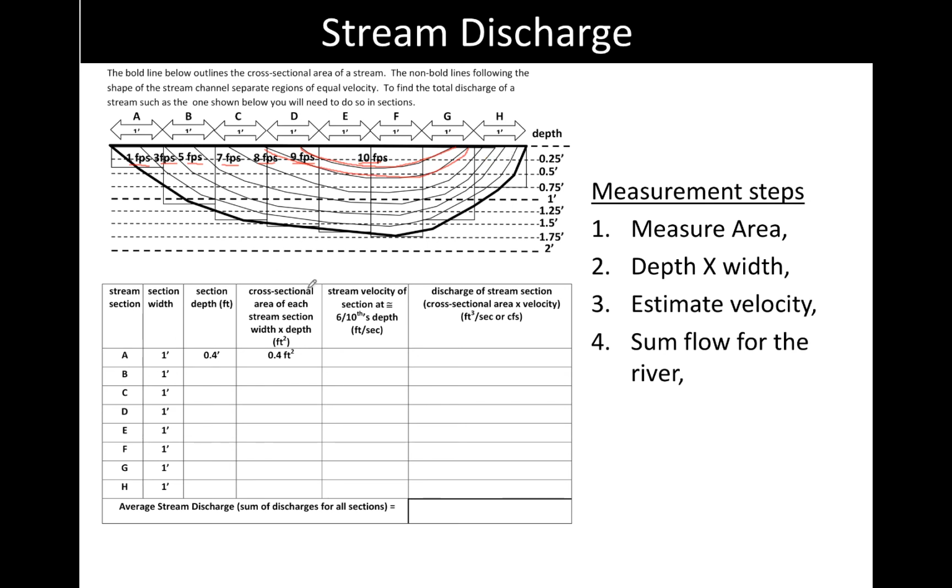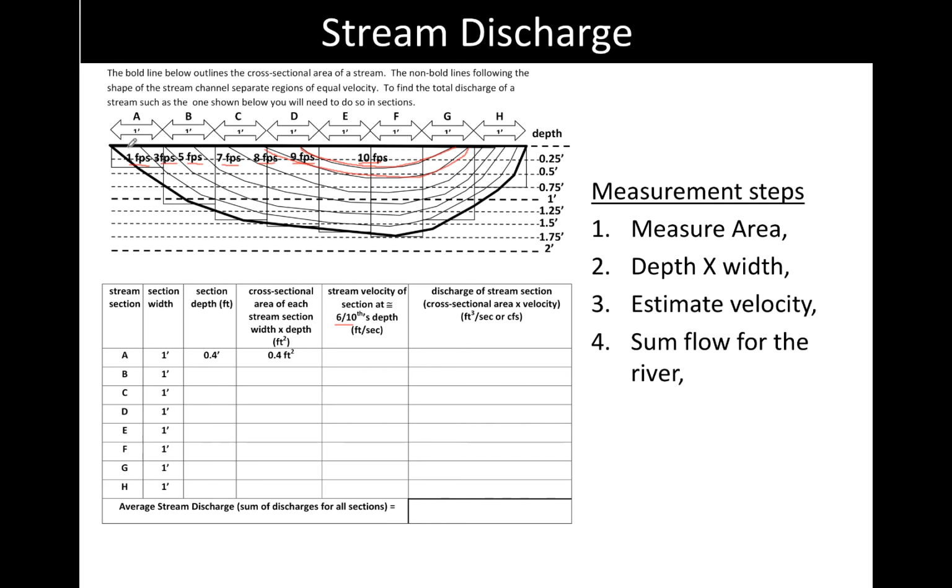So what we're going to do to evaluate this is measure down and try to get an average velocity in each of these segments. So an average for A, an average for B, average for C, average for H. The key is you measure down 6/10, or 0.6, of the depth. So 0.6 is about 0.25, right?